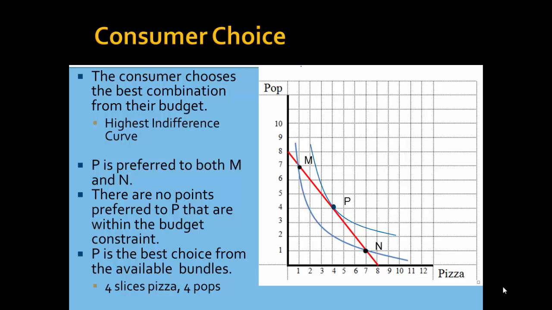Point P is affordable. It's on the consumer's budget constraint, and it's also on an indifference curve that's higher than our original indifference curve. And there are no other points that we can afford that are equally preferred or more preferred to P. Everything above P's indifference curve is outside of our budget set, is not affordable. And so we can see from this graph that the bundle P represents the consumer's optimum. This occurs at a combination of 4 slices of pizza and 4 pops, as we read off the horizontal and vertical axes.